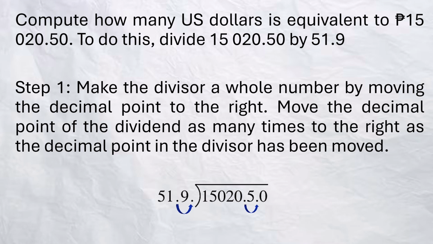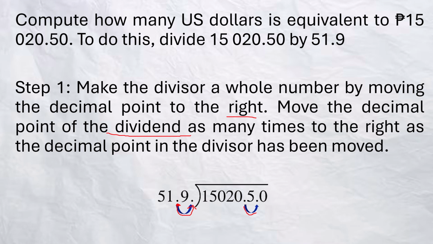15,020.50 by 51.9. So step 1, make the divisor a whole number by moving the decimal point to the right, and move the decimal point of your dividend as many times to the right as the decimal point in the divisor has been moved. Since our divisor has one decimal place, we move this decimal point one space to the right. Since you moved one space in your divisor, you also move the decimal point in your dividend one space to the right.